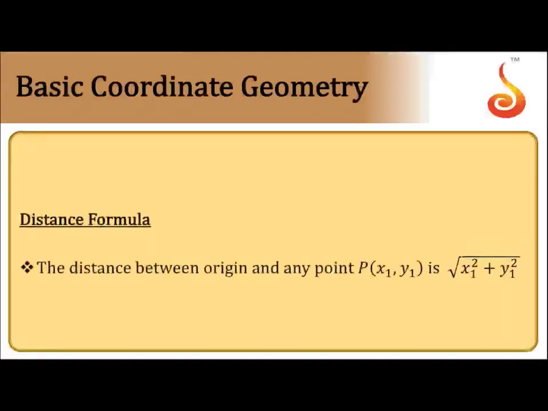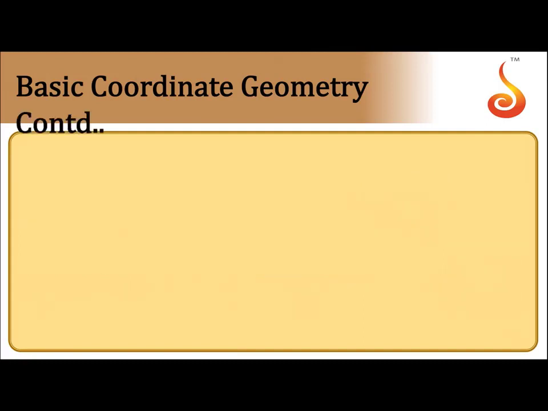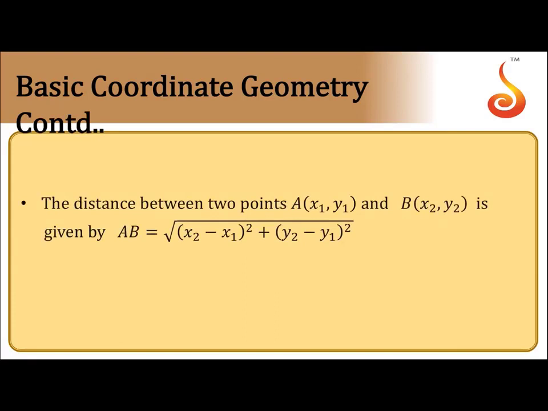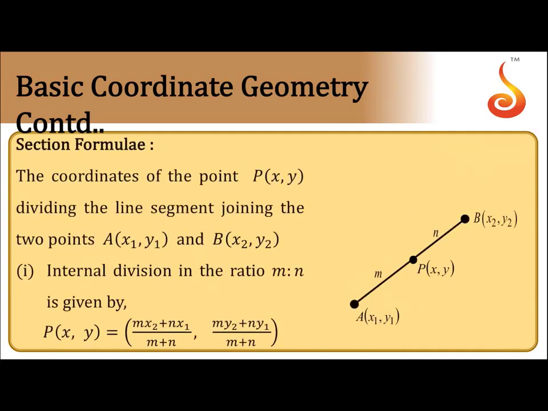So basically, first the basic coordinate geometry. The basic concept is the distance formula. If I consider the point P (x1, y1), the distance of the point from the origin is root over x square plus y square, that is, root of x1 square plus y1 square. Coming to the normal formula, A point is (x1, y1), B point is (x2, y2). The distance between the 2 points is root over (x2 minus x1) whole square plus (y2 minus y1) whole square.